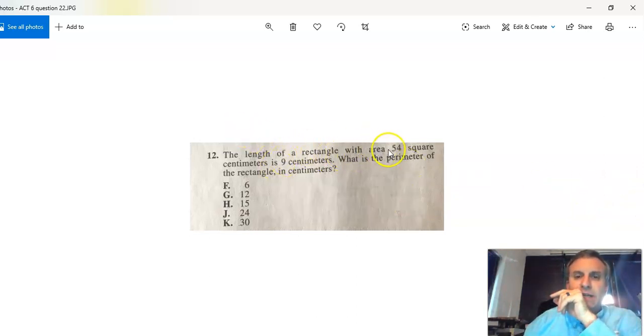All right, the length of the rectangle with an area of 54, okay, is 9. What is the perimeter? Okay, so the length, okay, with an area of 54, so the length is 9. They need to know what the perimeter is. So I need to figure out which number, 9 times what, will give me an area, okay, and then figure out what the perimeter is going to be, okay? I'll give you a hint. It's not F, okay? So just pay close attention to that one.